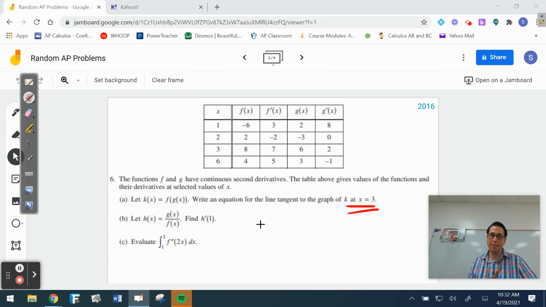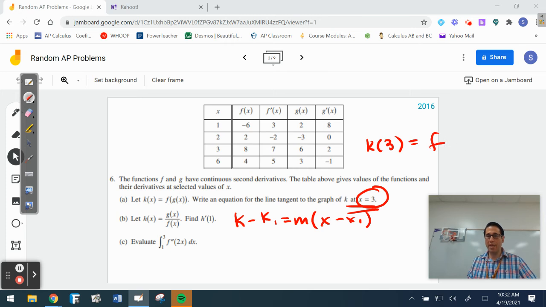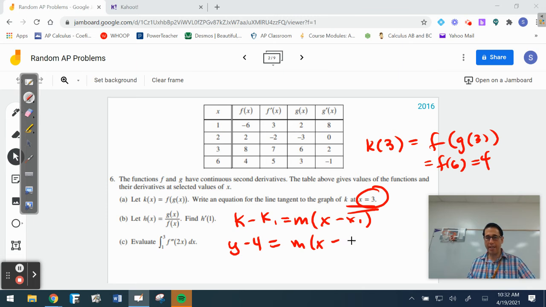If it's for k, that means it's going to be y minus y1, or k minus k1, equals m times x minus x1, right? And we know what x1 is. It is 3, okay? But we need to know what k1 is. Well, k1 would be k of 3, which would be f of g of 3. G of 3 is 6. F of 6 is 4. So my k1 would be 4. So here we go. Y minus 4 equals m times x minus 3.